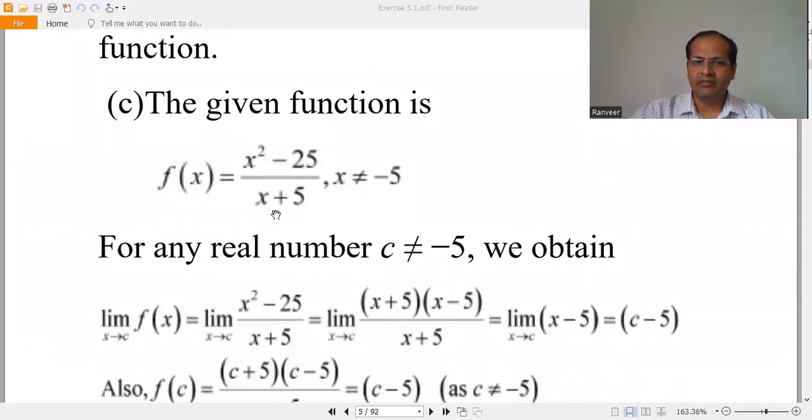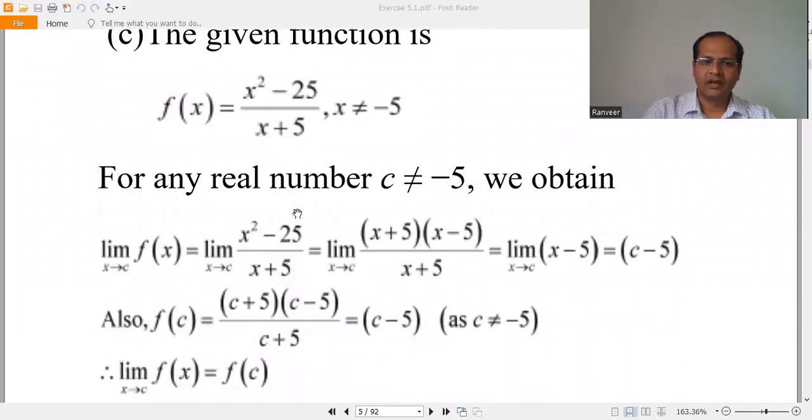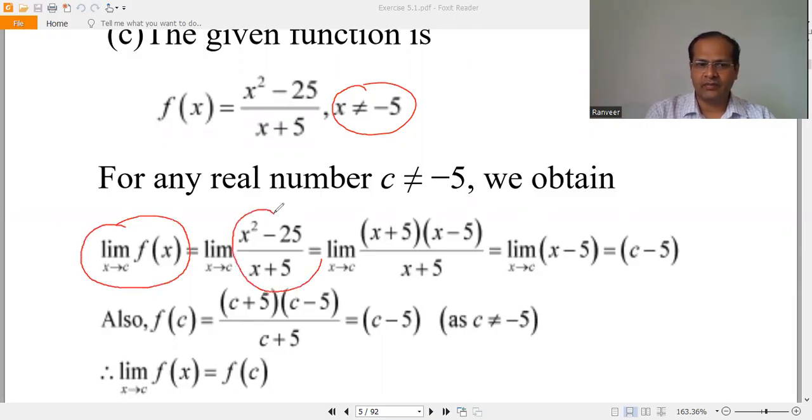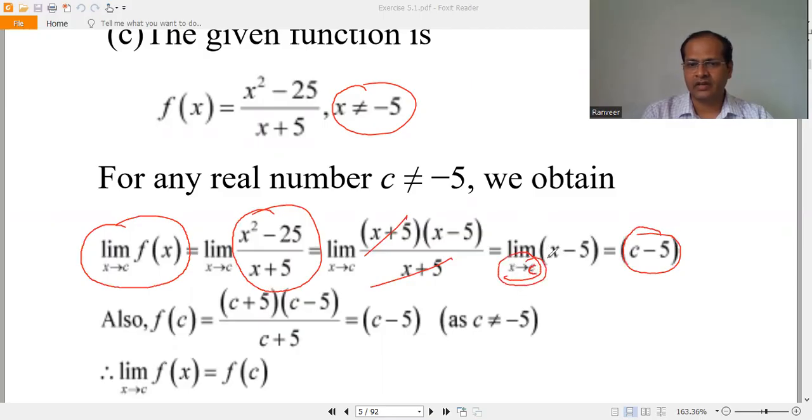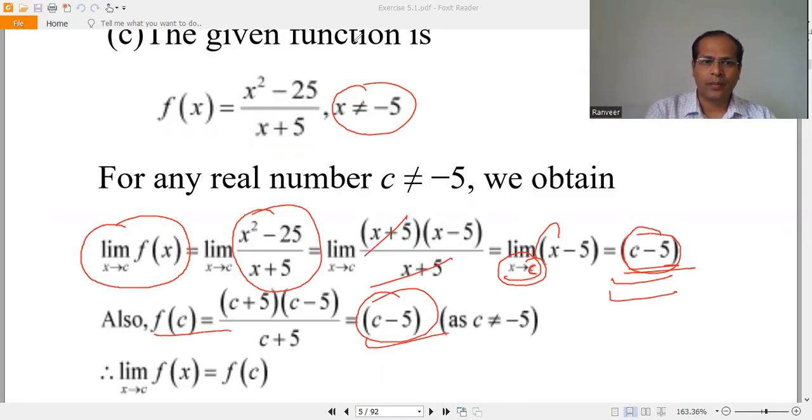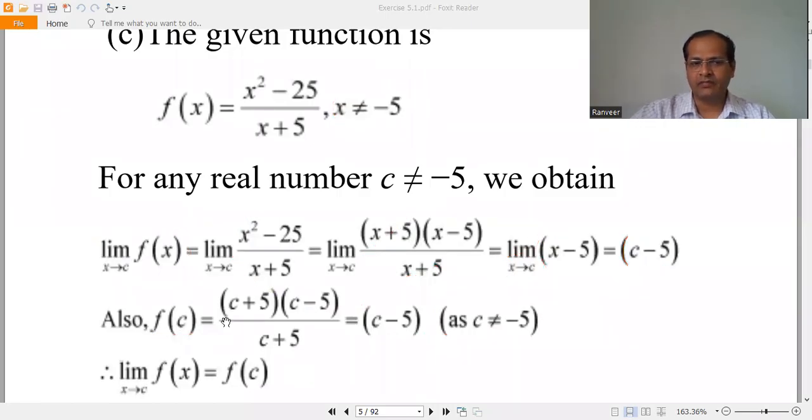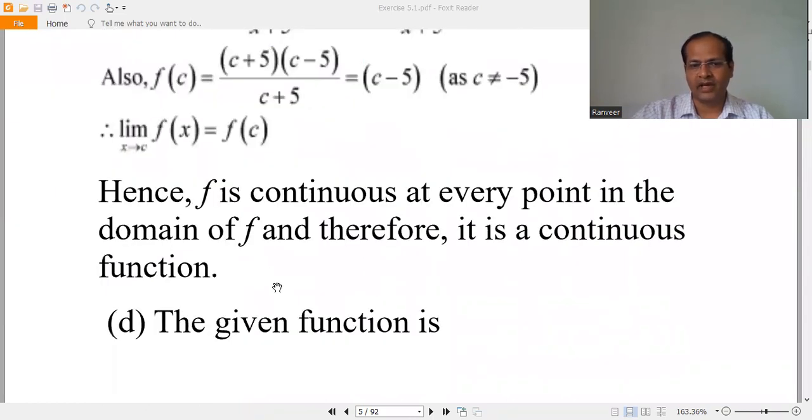x square minus 25 by x plus 5. Now it is given x is not equal to 5, so we will take any number c, and we will find out limit x tending to c f(x). For this we have to factorize: x plus 5 times x minus 5 by x plus 5. This will cancel, and once we substitute any real number, x tending to c, this is c minus 5. Now f of c, once we find out, this is also c minus 5. So both values are the same, that is, the limit as x tends to c and f of c are the same, so it is continuous for every point.